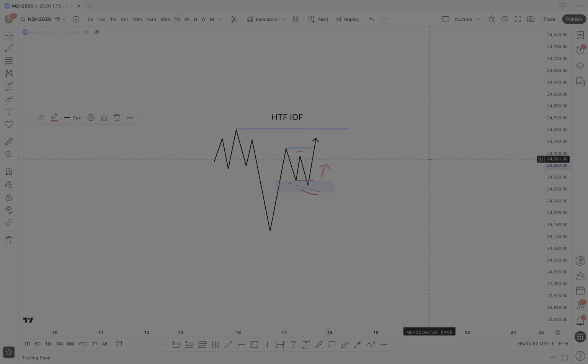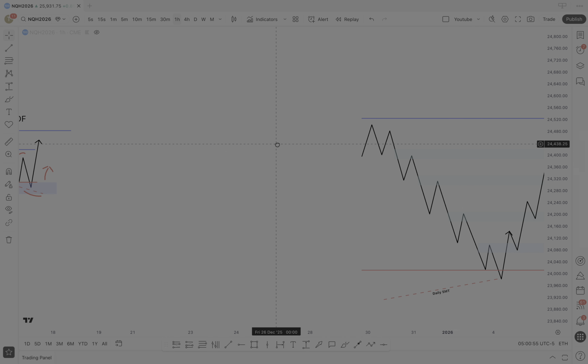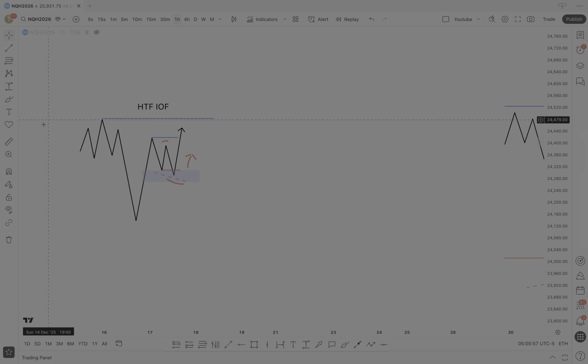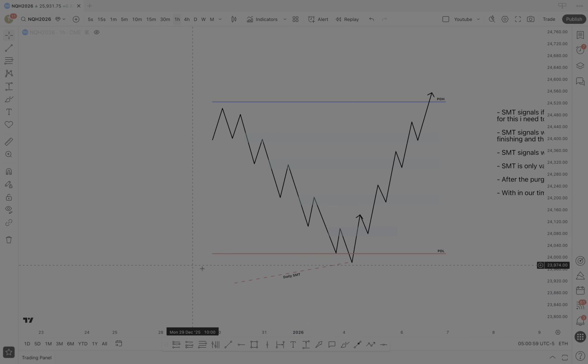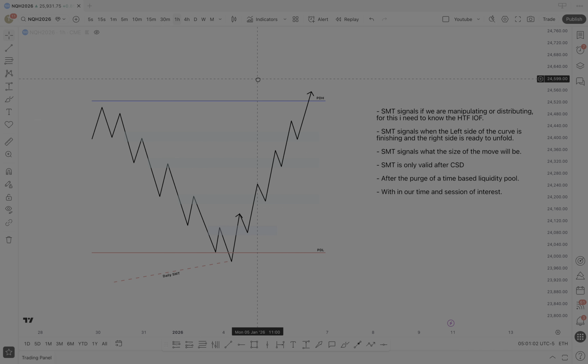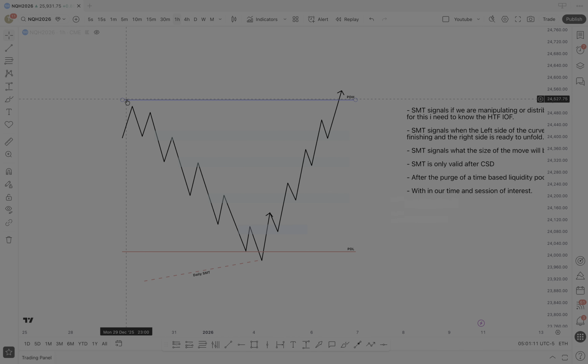Now we're going to go back to the lower time frame. So this is the higher time frame. Keep this in mind. This is this schematic. SMT signals when the left side of the curve is finishing and the right side is ready to unfold. This means that if this is the manipulation curve, the manipulation side of the curve, and we see that daily SMT come in play, which is in line with our higher time frame order flow, we now know, okay, manipulation is ending, distribution is starting.